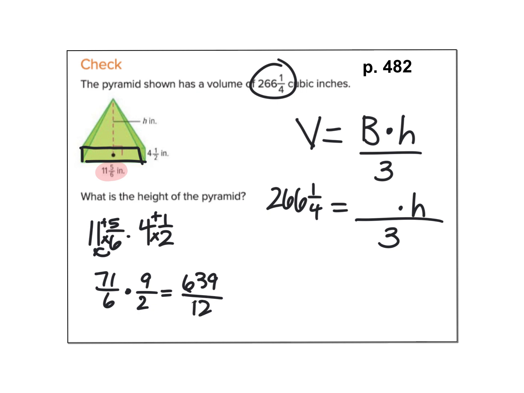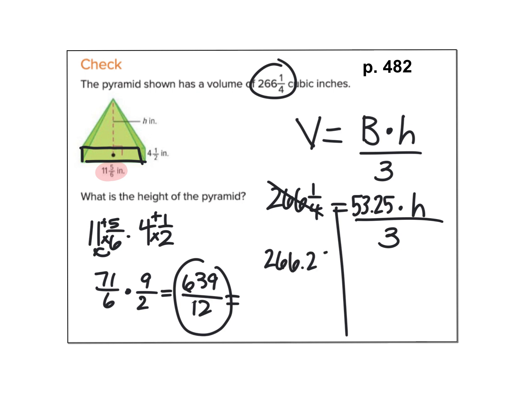Okay, now I'm going to check this and see maybe this is a nicer decimal than the other one when we tried it to start with. So I'm going to do 639 divided by 12. Good news, it is a nice decimal. It's 53.25. So that's the area of my base. Now I'm going to suggest we change this to a decimal then too. So 266 and a fourth, that's the same as 266.25 equals, now I have 53.25h over 3.